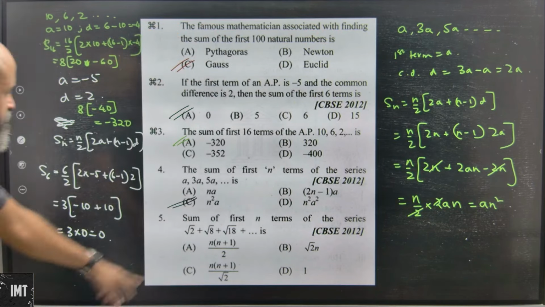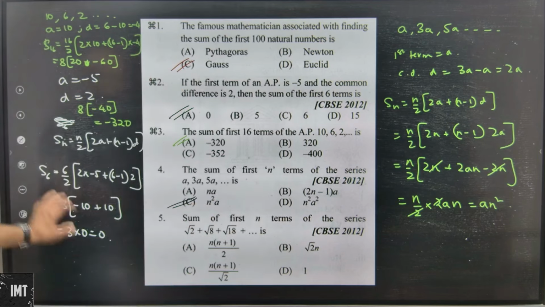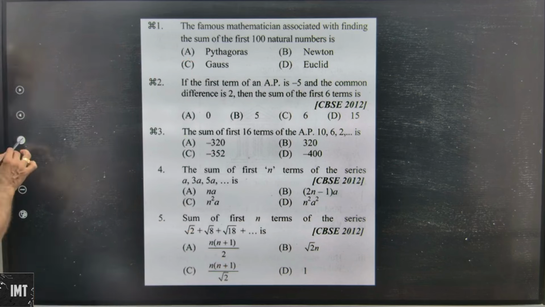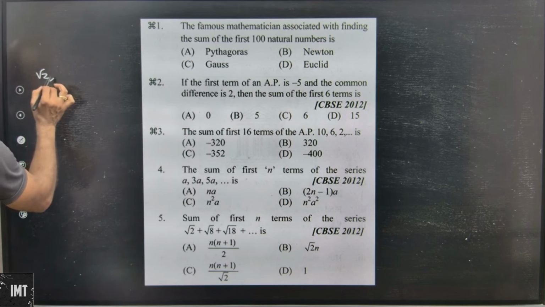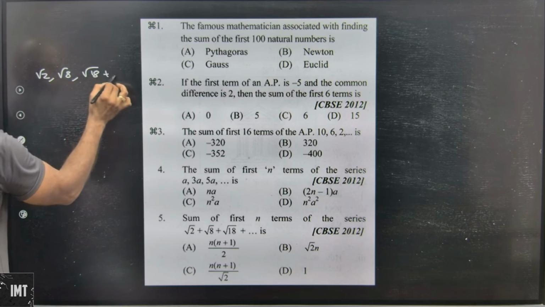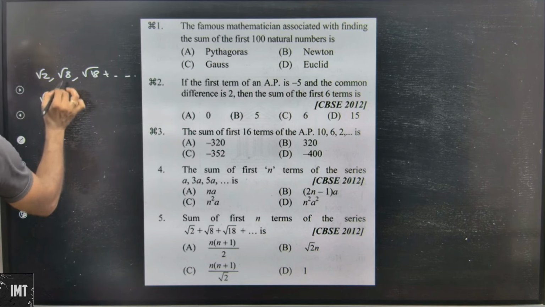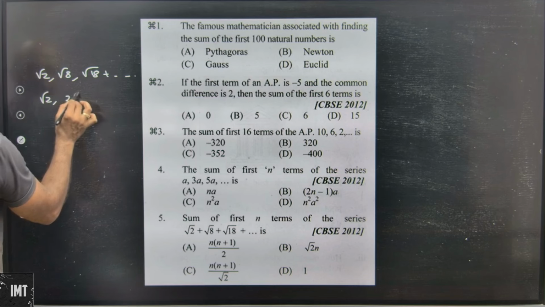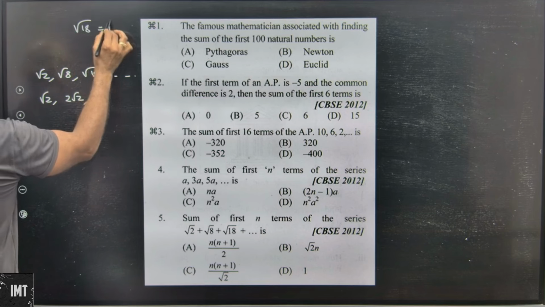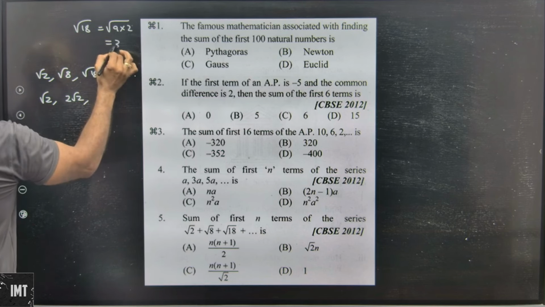The sum of first n terms of the series. I might have to rub the board here. Okay, the first n terms of the series. Here we have under root 2, then we have under root 8, under root 18, and so on and so forth. This can be written as under root 2. Under root 8, 4 into 2, that will be 2 under root 2. Under root 18 is equal to 9 into 2, that is 3 under root 2.